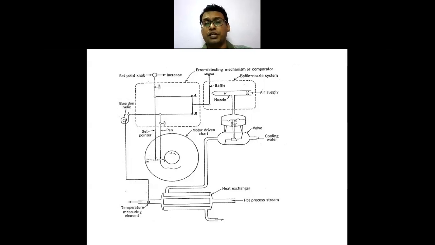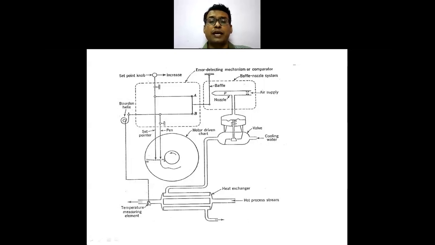Now what is happening in this case: the hot process stream that is available is to be cooled with the help of cooling water, so that through the control valve, the cooling water goes into the heat exchanger, and the temperature of this hot process stream is to be reduced. That is my process requirement. This is the process that is there. So for a heat exchanger, what will be its transfer function? That we have already discussed.